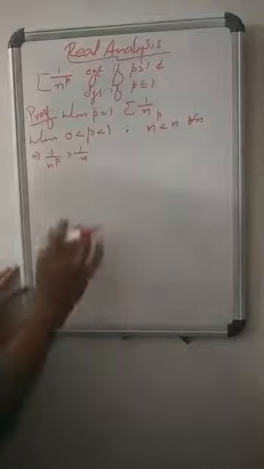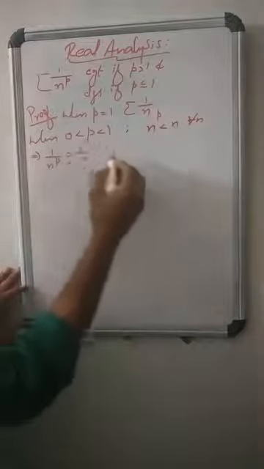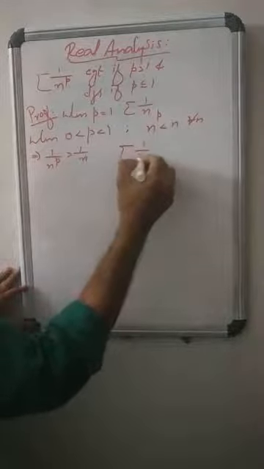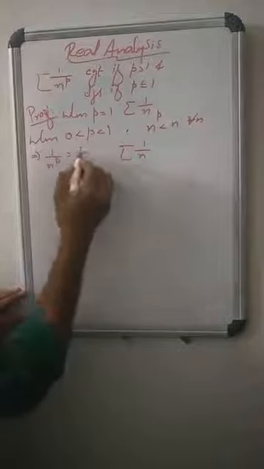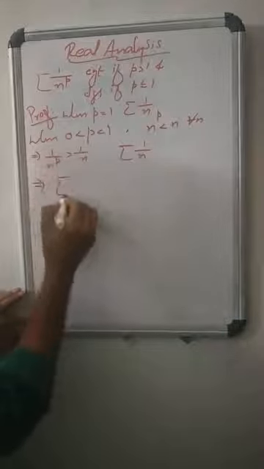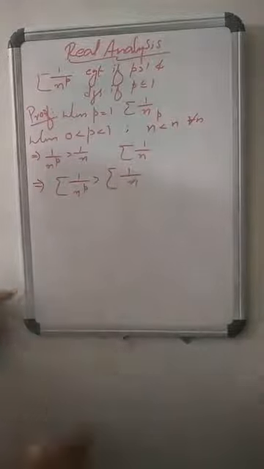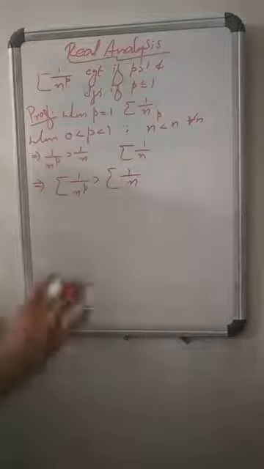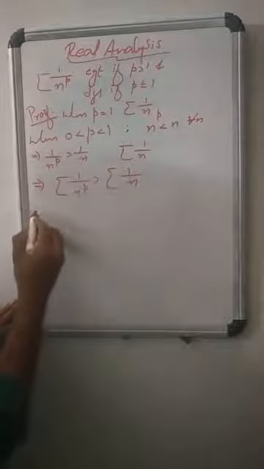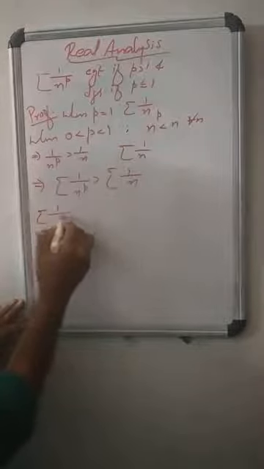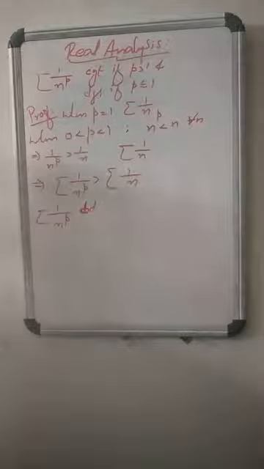Now we know that in the previous class we already discussed that the sequence of partial sums of sigma 1 by n is unbounded. Since sigma 1 by n power p is strictly greater than sigma 1 by n, according to this inequality the sequence of partial sums of sigma 1 by n power p is also unbounded.